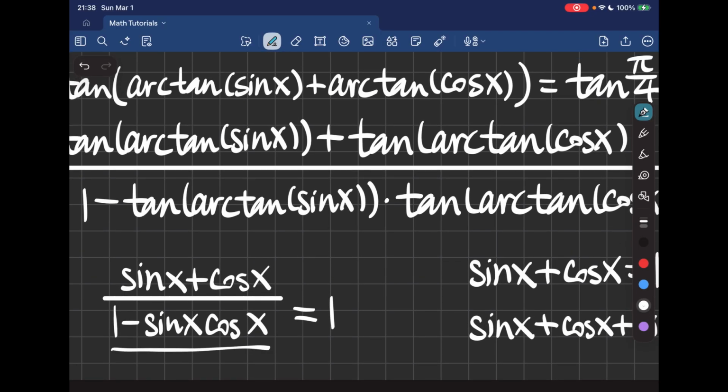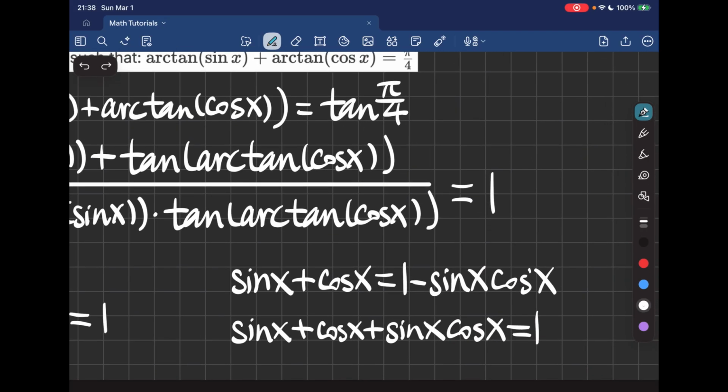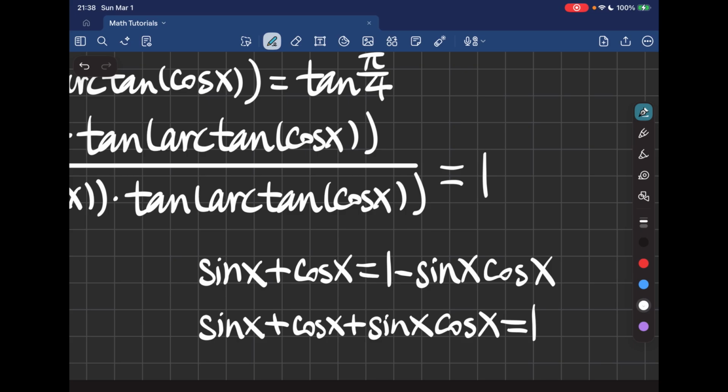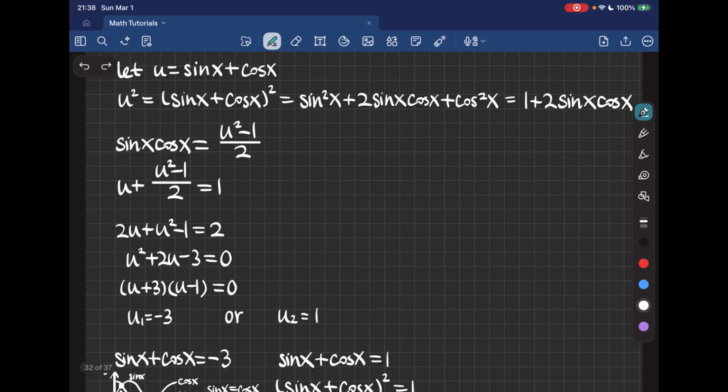So we can move this bottom to the other side. Now we have sine x plus cosine x equals 1 minus sine x times cosine x. And to make it even cleaner, we can move this minus sine x cosine x to the left side. So we have 1 here and everything else on the other side.